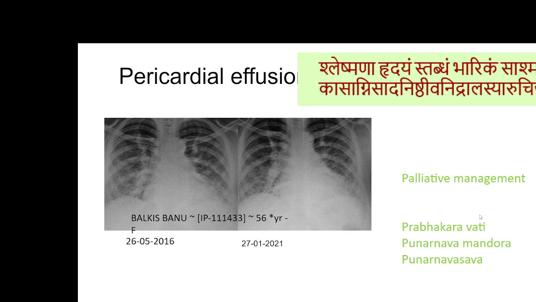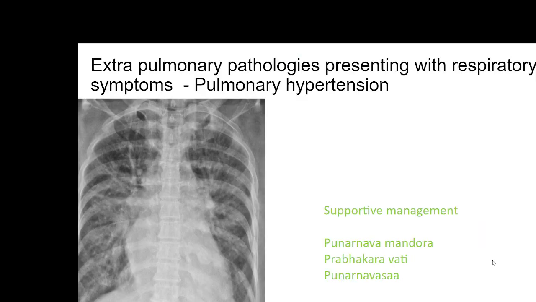Again, the treatment would be based upon the exact causes, and I would say that our management would be a curative management. But along with whatever the basic treatment protocol as per the causes, Prabhakaroti, Punarnamandura, Punarnavasa can help the conditions. Then the other part is extrapulmonary pathology presenting with respiratory symptoms, affecting the Pranavahasrotas. Though the patient may have the disease elsewhere, the patient may have a Pranavahasrotas involvement.